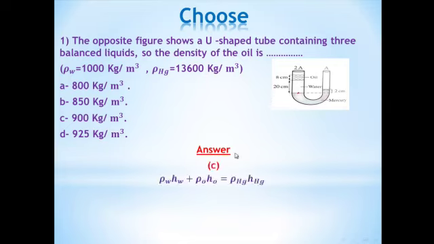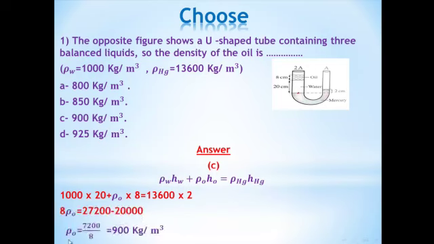So the answer will be C, due to rho water times h water plus rho oil times h oil in the wide tube equals rho mercury times h mercury in the narrow tube. And we know that rho water is 1000, rho mercury is 13600, and we know the height of water, height of oil, and height of mercury. So we can make our calculation to get rho oil. So rho oil will equal 7200 divided by 8, equal 900 kilogram per cubic meter.